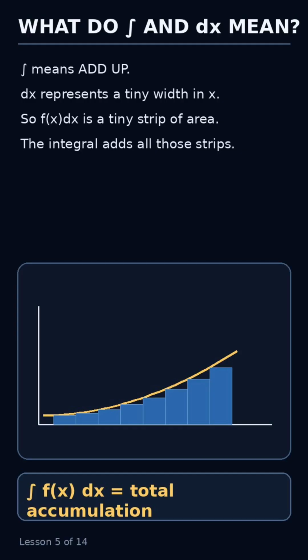Now what about dx? The dx represents this very small width in the x direction. Imagine taking one extremely thin slice under the curve. Its height is approximately f of x. Its width is dx. Therefore, the tiny area is f of x multiplied by dx. And the integral adds all of these tiny areas. So, integration of f(x) dx means add up all tiny quantities f of x dx. Once you understand this picture, the integral sign becomes much less mysterious.